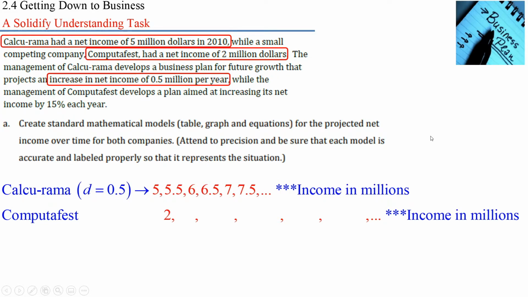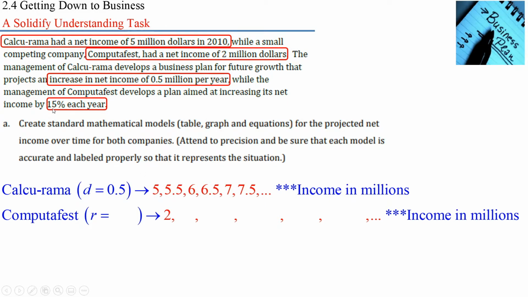Okay, so what's ComputerFest's plan? The management of ComputerFest develops a plan aimed at increasing its net income by 15% each year. 15% each year. So what would the pattern of change be there? Well, if I'm increasing by a percent, that means I'm going to multiply by a decimal. And that means I won't have a common difference like Calcurama has. I'm going to have a common ratio. And what is my common ratio going to be? Be careful here.